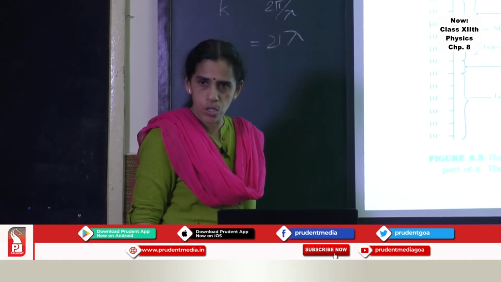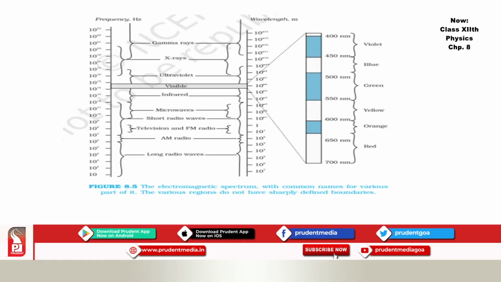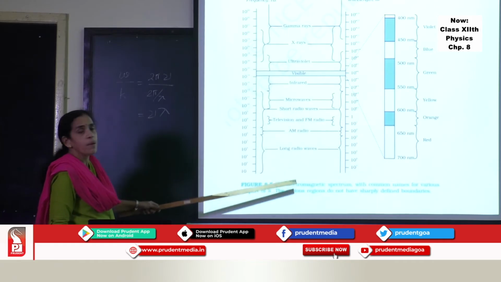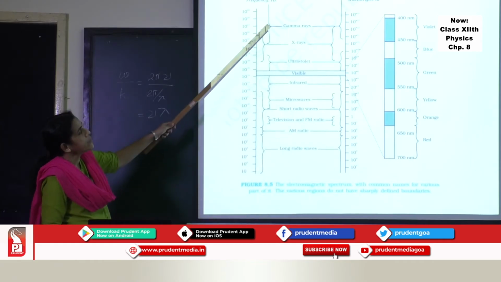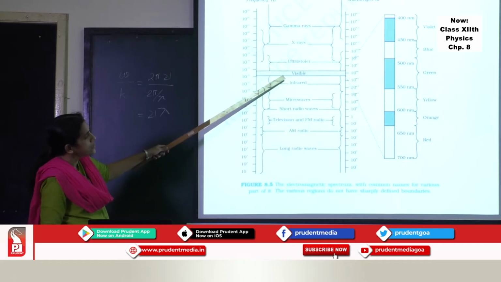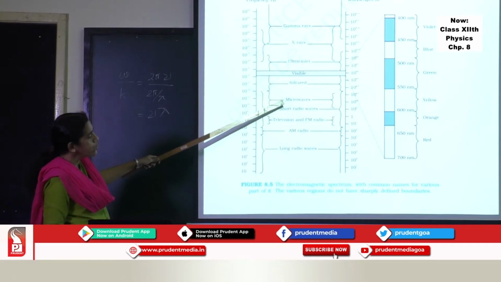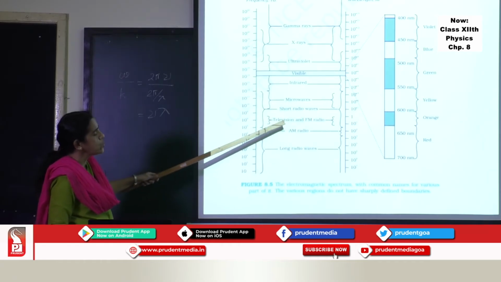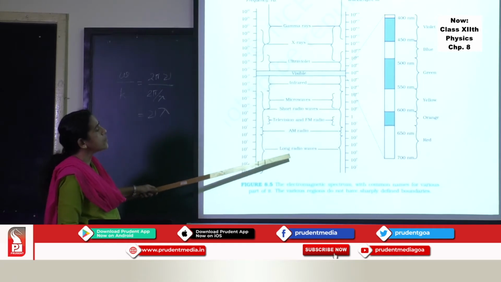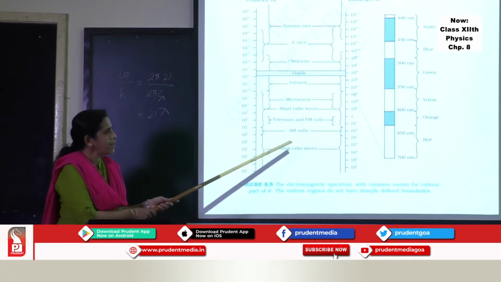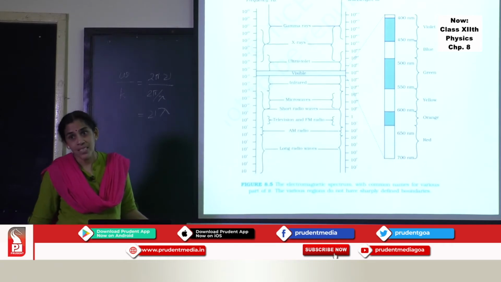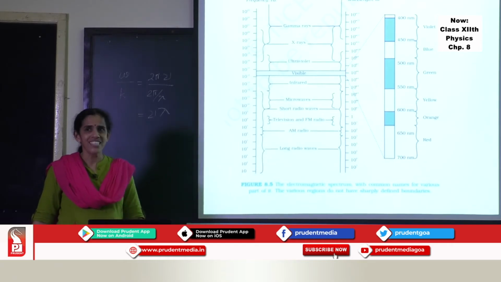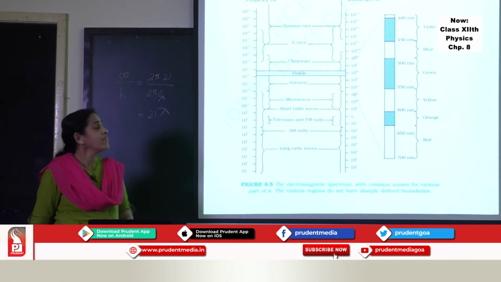This shows you the range of electromagnetic waves, which I have taken from the textbook only. It is a textbook table. Look here. This is a family of electromagnetic waves starting from gamma ray, X-ray, ultraviolet, visible, infrared, microwaves, short radio waves, television, FM radio, AM radio, long radio waves. What is FM? Everybody knows. Frequency modulation, your radio 93.5, FM, like that.